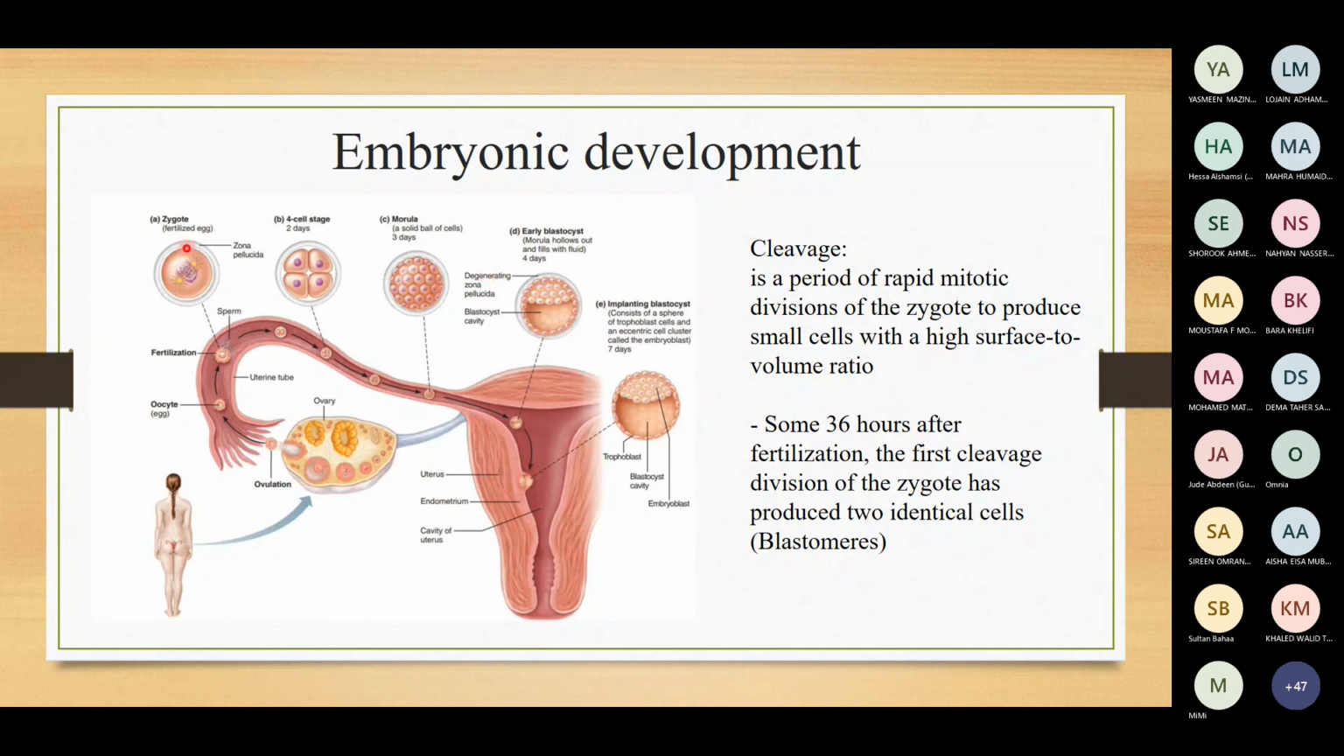So now we look at the first cleavage that happens. When does it happen? It happens around 36 hours after fertilization, where we produce two identical cells. That's the first mitotic division. We know that the result of mitosis is two identical cells, and at this stage we call them blastomeres. Now they're going to continue dividing, and after 2 days, or 48 hours, we're going to have four cells. And after 3 days, or 72 hours, we're going to have a lot of cells, and this structure is what we call the morula, okay?